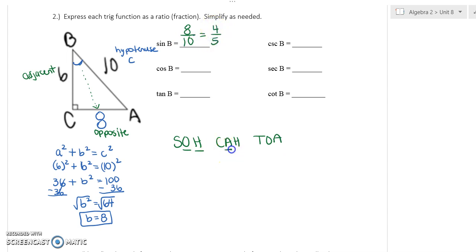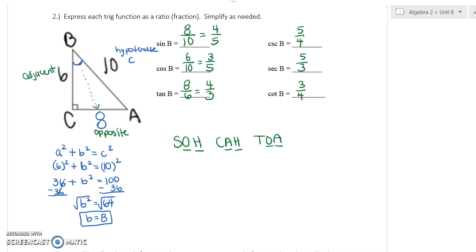And then for cosine, it's adjacent over hypotenuse. So adjacent is 6. Hypotenuse is 10. So 6 over 10. And we're going to simplify that to 3 over 5. And then tangent is opposite over adjacent, so 8 over 6. And that also reduces to 4 over 3. And then cosecants are just the flips. Now I am going to take the simplified version. So this will be 5 over 4. Cosine and secant are reciprocals, so 5 over 3. And tangent and cotangent, so I'm going to take that and flip it, 3 over 4. And those are our 6 trig functions with their fractions.